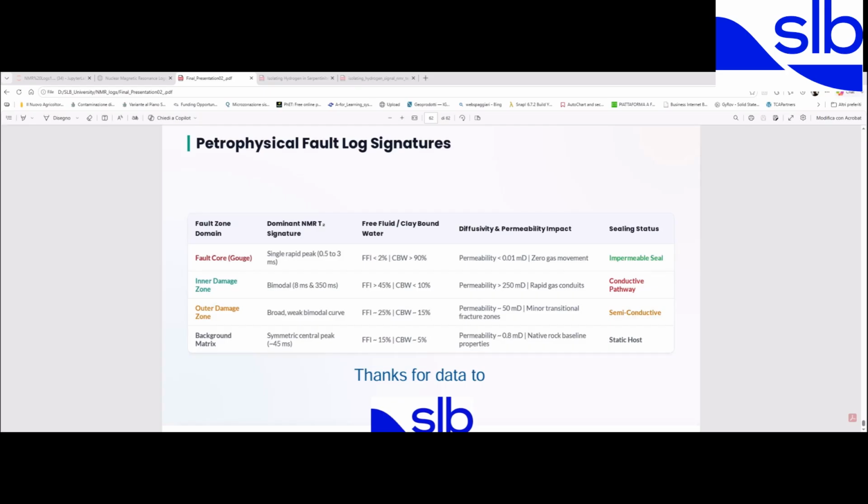The native rock baseline has a permeability of 0.9 millidarcy. Instead of this, we have rapid conduits at 250 millidarcy for the inner damage zone. And for the fault core zone, you have a very low permeability of 0.01 millidarcy with zero gas movement. So the rapid gas transition is made in the inner damage zone, the conduit pathway driven by the faulted system. Semi-conductivity is in the outer zone.